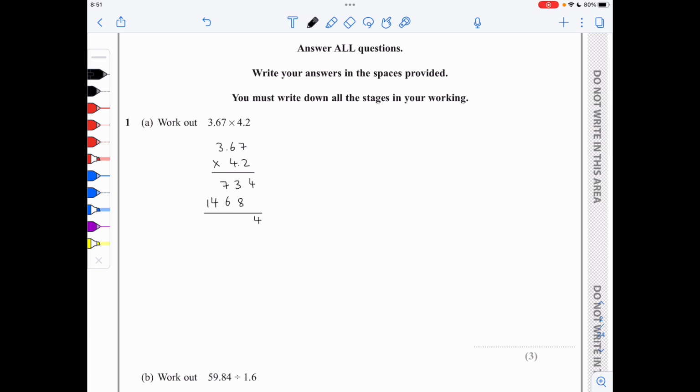It's 4. 3 plus 8 is 11, and we keep 1. 7 plus 6 is 13, and 1 we kept, 14. We keep 1. Then 4 and 1 it's 5, and then 1. And we've got 15.414 as our final answer.